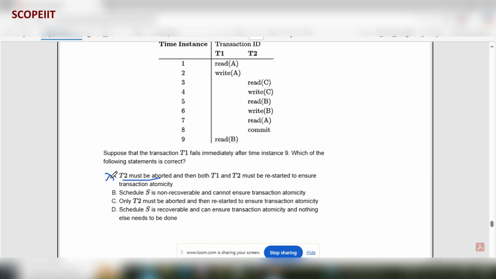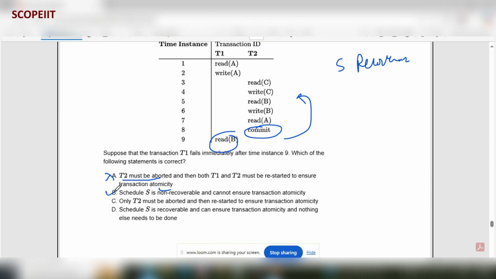Now if you see option B, it says that schedule S is non-recoverable. Now what do you mean by non-recoverable? Non-recoverable means we cannot recover. Here it is non-recoverable because they are committed. So if any problem arises here, it cannot roll back. So that is true, this schedule is non-recoverable. The next is that it cannot ensure atomicity. That is also true; in the first option only I said that. It is not ensuring atomicity. So as it is not ensuring atomicity, the correct answer is option B over here.